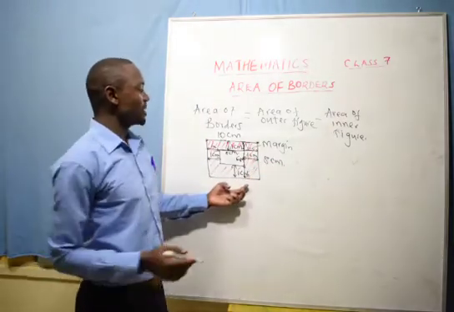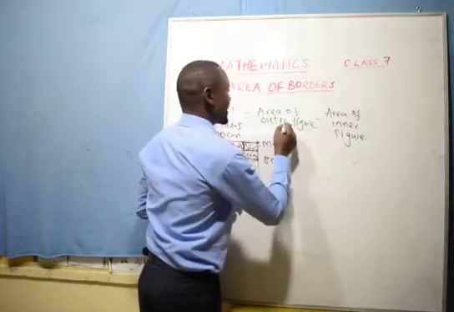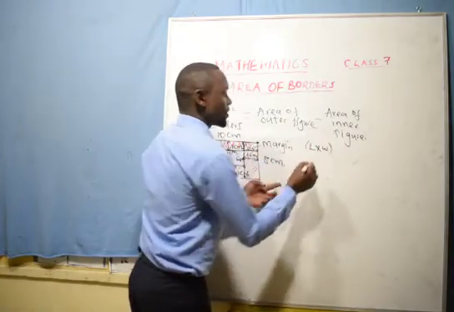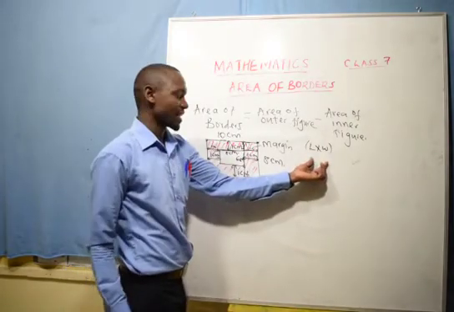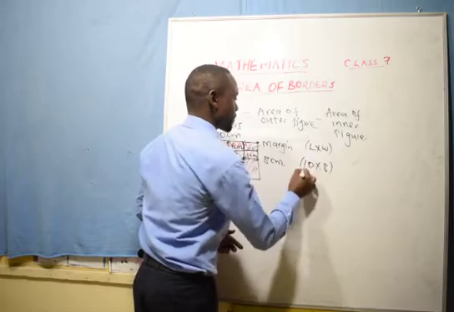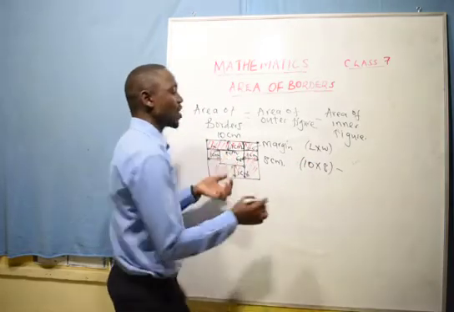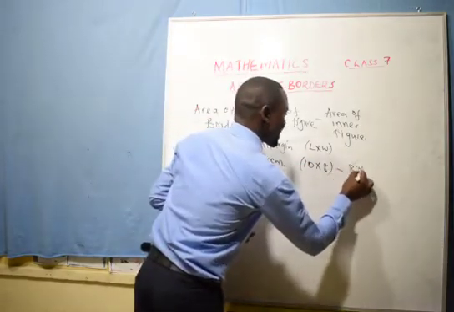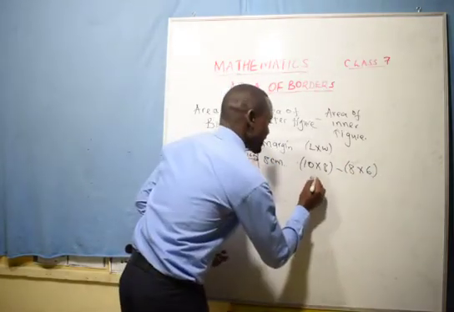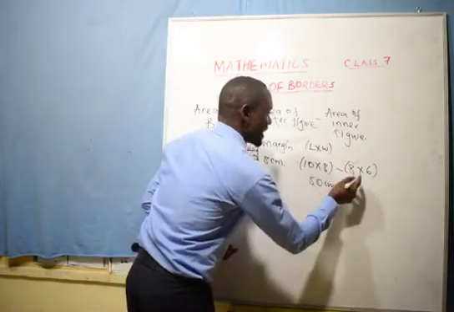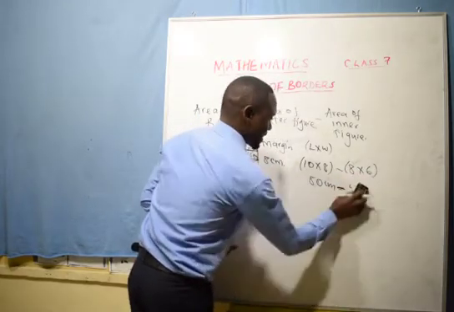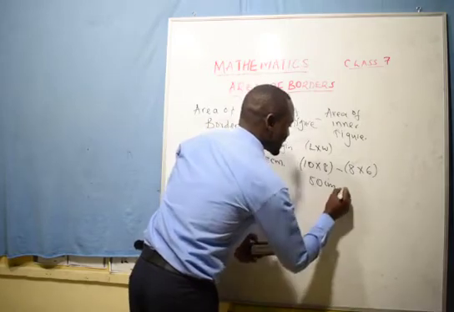So the area of the margin will be given by the area of the outer figure, that is length times width. That is the formula for getting the area of a rectangle. So it will be 10 times 8 minus the area of the inner rectangle, that is 8 times 6. 10 times 8 is 80 centimeters. 8 times 6 is 48 centimeters.